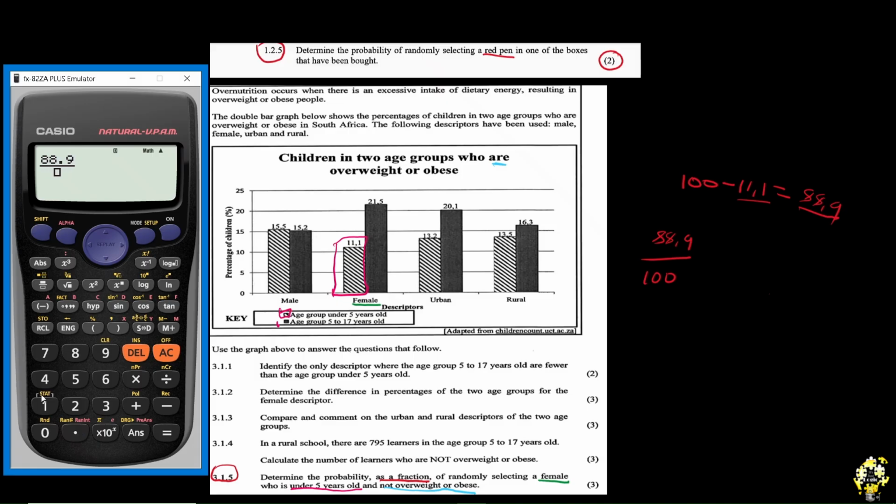0.9 over 100. Oh, our calculator actually says I can simplify that for you. Actually, what you're telling me is 889 over 1,000. Now, I went through this in the first lesson, but to reiterate: each and every time a question says give the probability as a fraction, what they are asking you to do is give it as a simplified fraction.